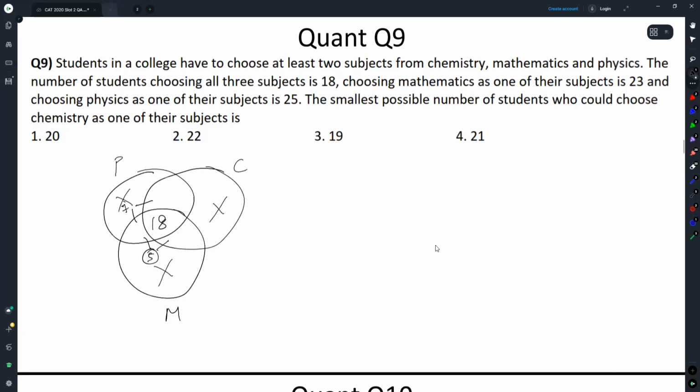So this is 7. The smallest possible number of students who could choose chemistry as one of their subjects. We want to minimize chemistry, so we want to maximize this region. Let this be 5. This will be 2. This will be 0. Life is simple. The smallest possible number of students who could choose chemistry as one of their subjects is 20. Round 1, option 1. And I'm absolutely certain of this. This is correct.